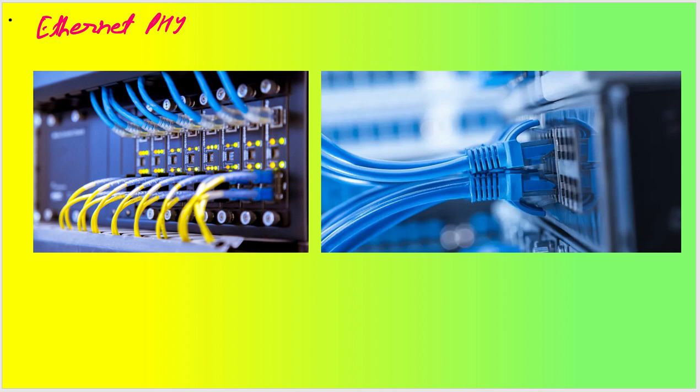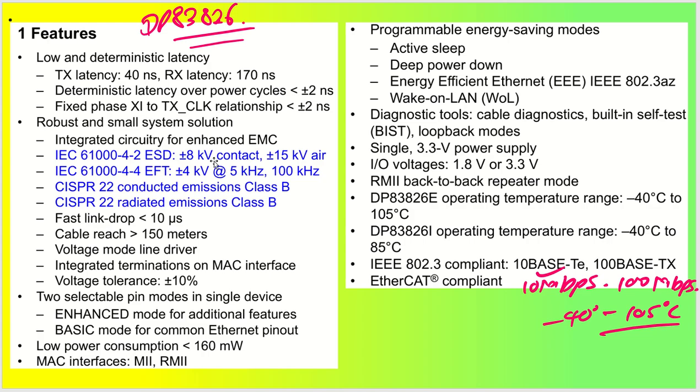So in that case, first of all, let us try to understand some of the features that we need to look into while selecting an Ethernet PHY. I have taken one of the data sheets and from there I have collected the features. These features can be very easily understood, like we should see transmission latency and receiver latency. Okay, like what is the latency time? It must be very low, which is like 40 nanoseconds and 170 nanoseconds.